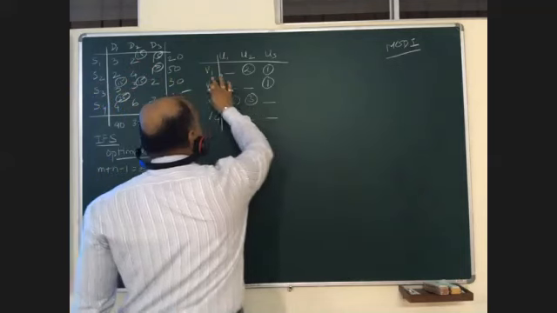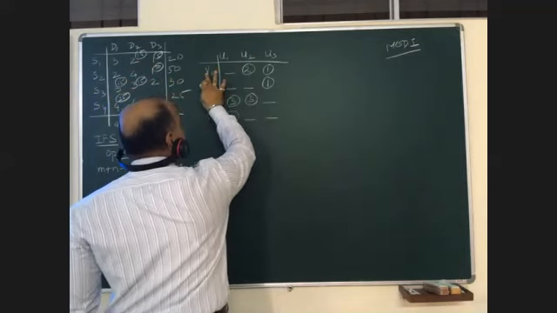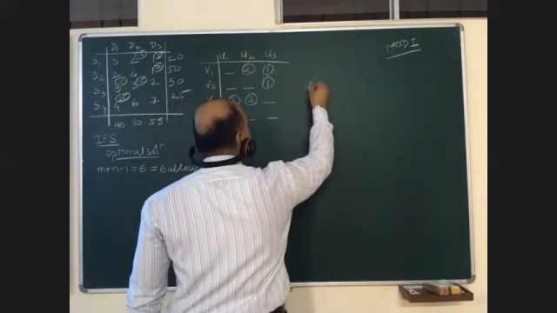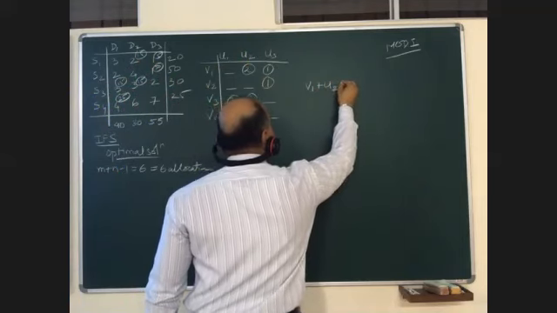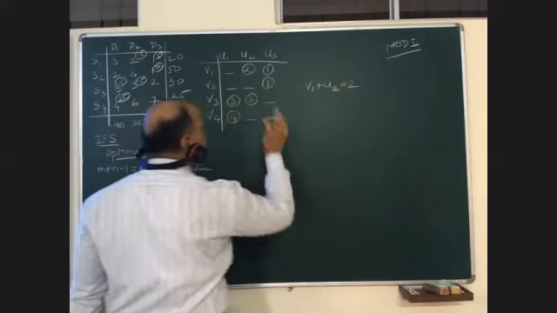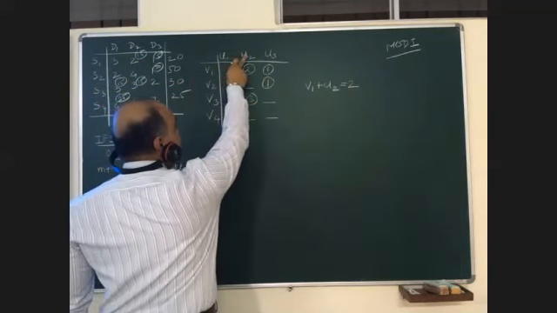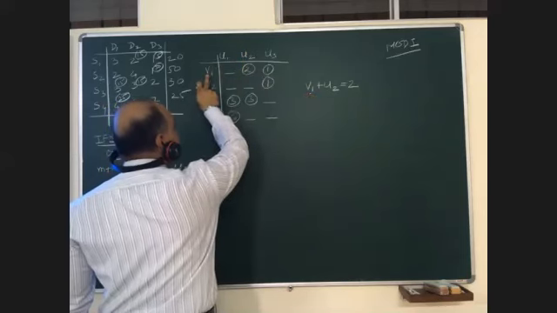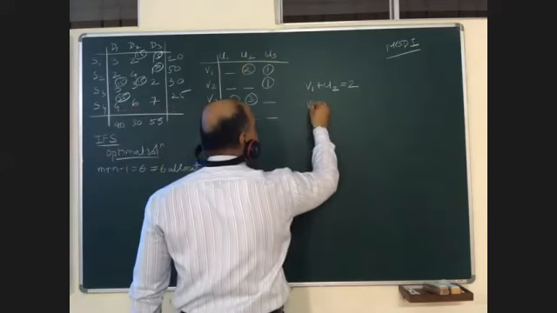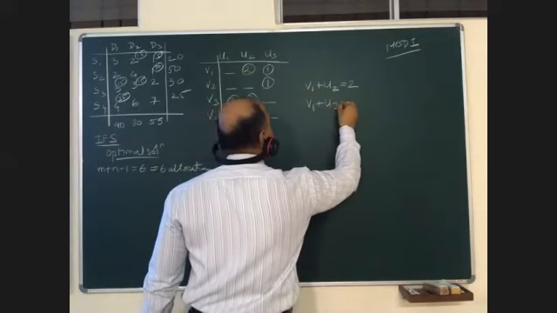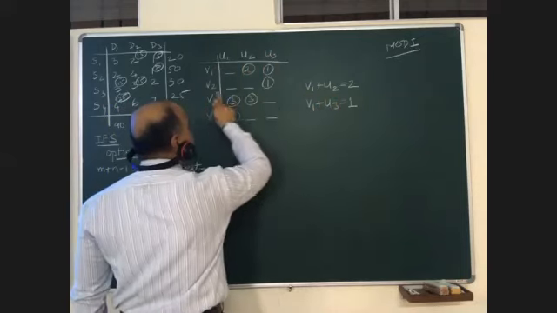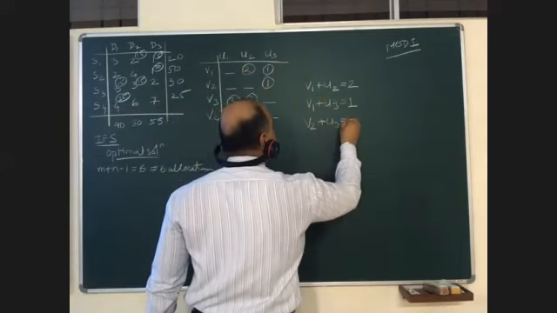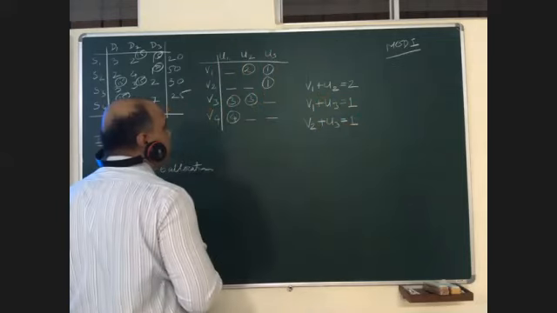Pay attention now. We will form the equations. How? V1 plus U2 is equal to 2. How did I get this? V1 plus U2 is equal to 2. What will be the second one? V1 plus U3 is equal to 1. Next will be V2 plus U3 is equal to 1.